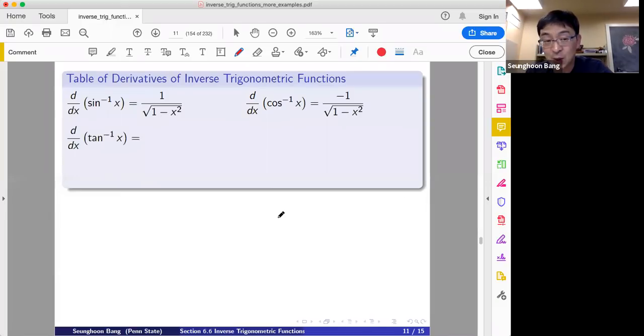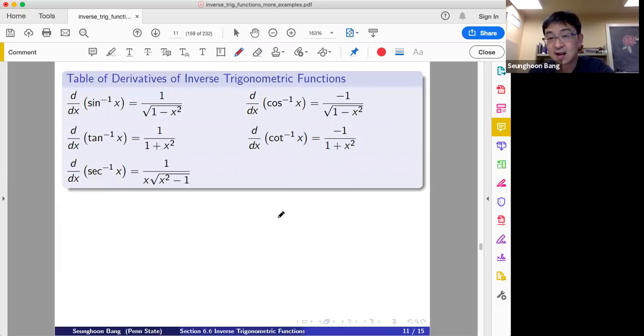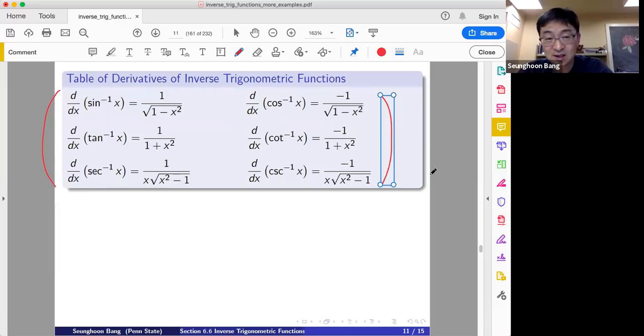What's the derivative of inverse tangent of x? 1 over 1 plus x squared. The derivative of inverse cotangent of x is negative 1 over 1 plus x squared, right? So the derivative of inverse secant x is 1 over x times square root of x squared minus 1. The derivative of inverse cosecant x is minus 1 over x times square root of x squared minus 1. So you have to memorize these 6 rules. You have to memorize these 6 rules, the derivative rules. You can memorize this kind of thing.